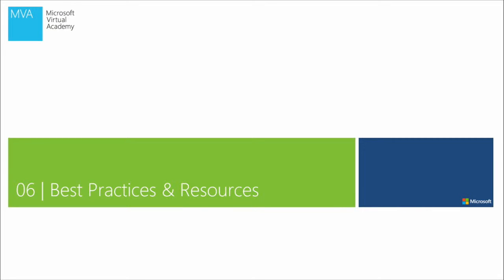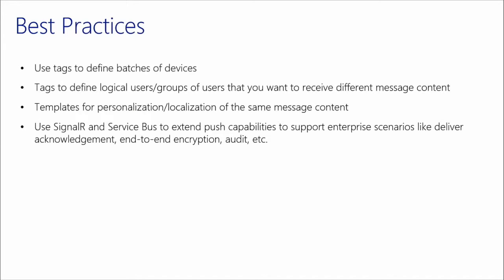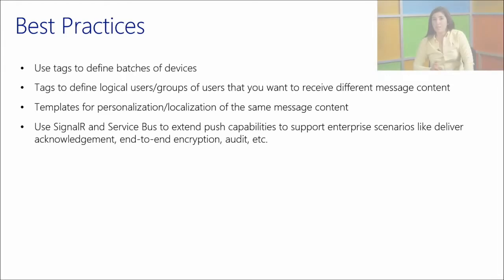So to close out, what we want to make sure we cover is some best practices and point you in the direction of resources that could be helpful. So again, tags to define batches of devices. We talked through that scenario. Tag expressions, that's really powerful in terms of making sure that you're sending notifications in groups that your backend can handle if everybody takes the action you specify. Tags, of course, are used to define logical users or groups that you actually want to receive the message content.